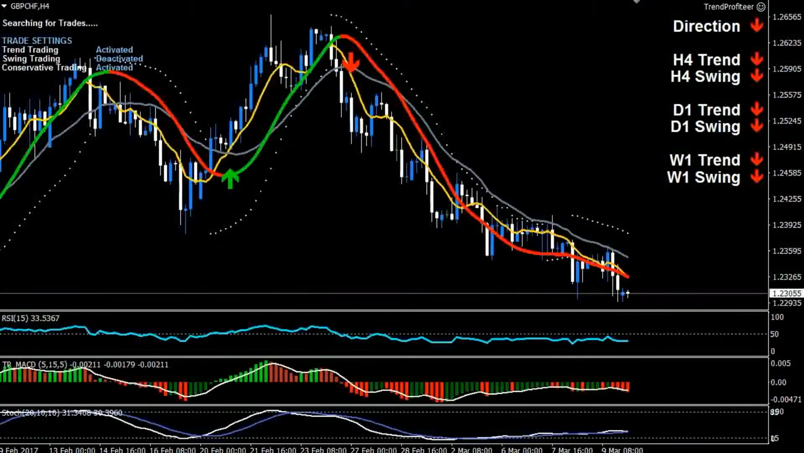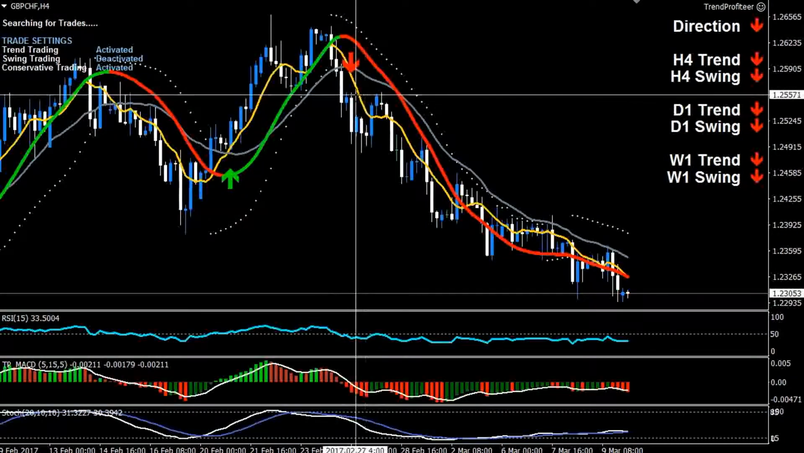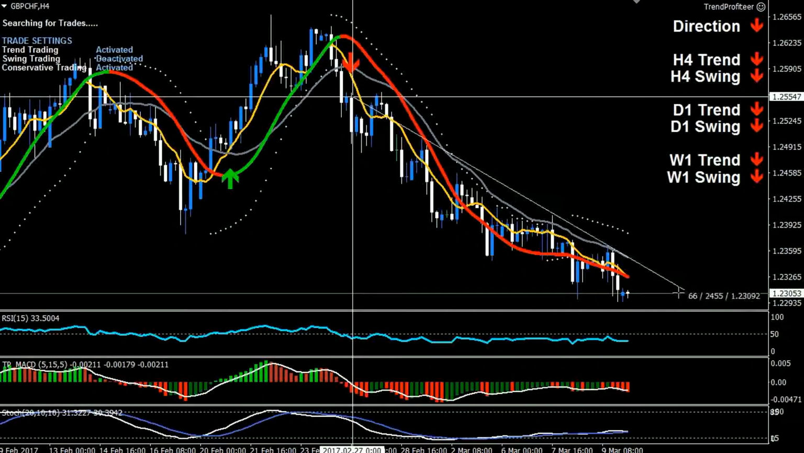So moving on, we've got the pound Swiss. See a nice little move up here, and again a nice big one. Right here we see that it's overall downward trend. Okay, so the 4-hour trend and swing is down, the daily and the weekly. And again, if you'd got in at the inception of the trend, well, we're looking at around 250 pips.